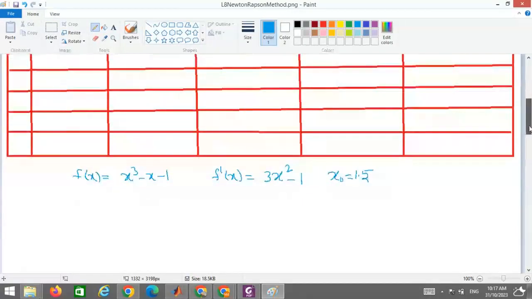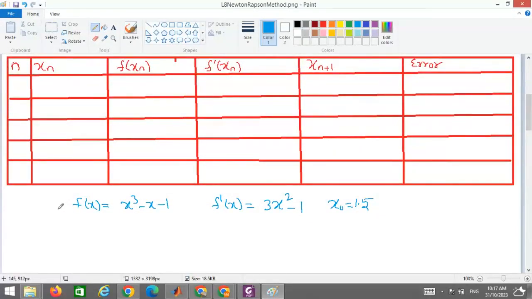Now let us take the iteration when n is equal to 0. When n is equal to 0, x of 0, what is x of 0? It is 1.5.